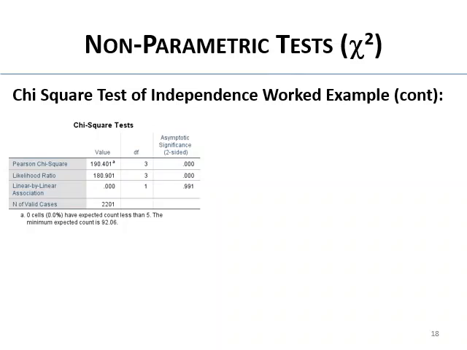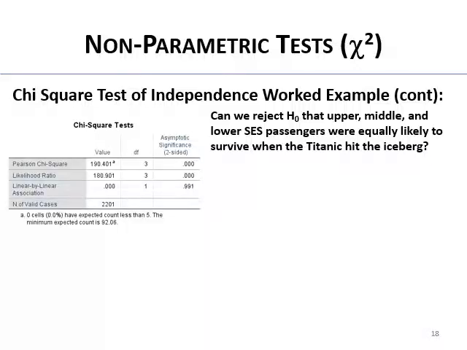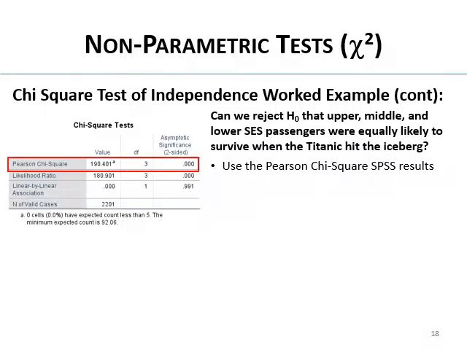So here's the actual chi-square test, and it gives you multiple rows here, 3 different rows. So our null hypothesis, again, is: can we reject the null hypothesis that upper, middle, and lower SES passengers were equally likely to survive when the Titanic hit the iceberg? We're going to use this Pearson chi-square row of results right here. That's the one you want.